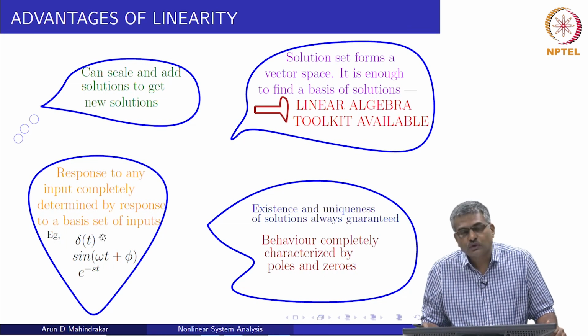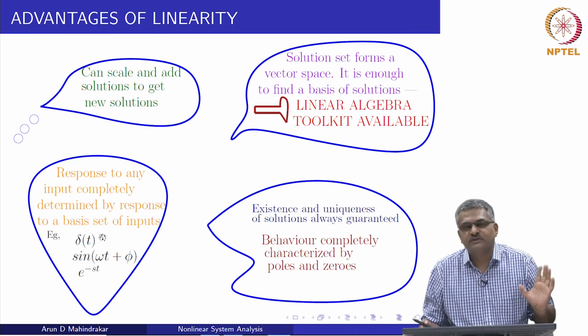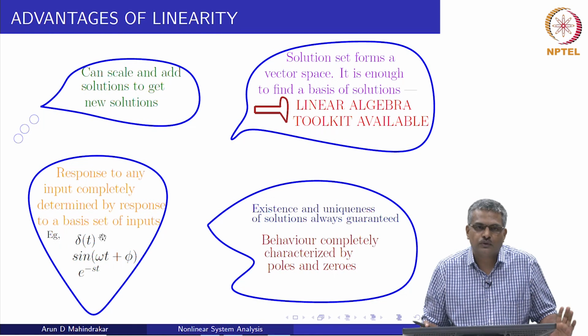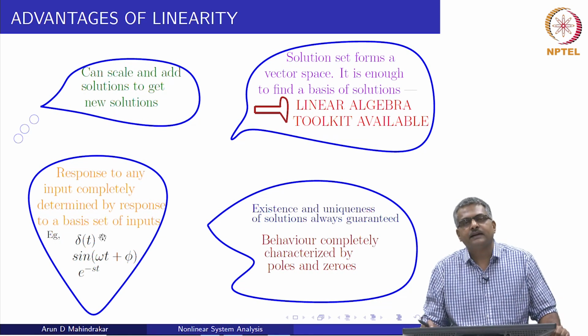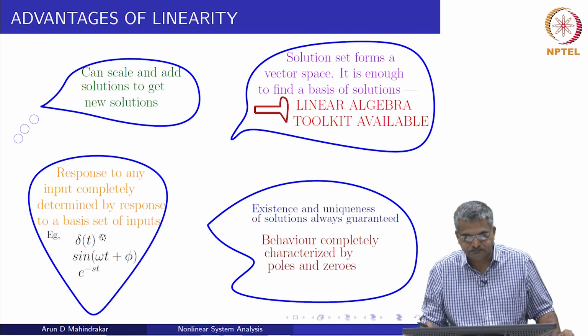And we have also studied the linear systems from a transfer function point of view, characterized by poles and zeros. So, a linear system is completely characterized by poles and zeros.